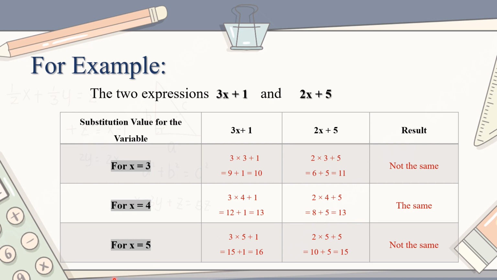But if we get a different x, as x equals 5, we will get 3 times 5 plus 1. 15 plus 1 equals 16. Substituting in the second expression, 2x plus 5, we will get 2 times 5 plus 5. 2 times 5 equals 10, plus 5 equals 15. So 16 and 15 are not the same. So the two expressions are not equivalent.